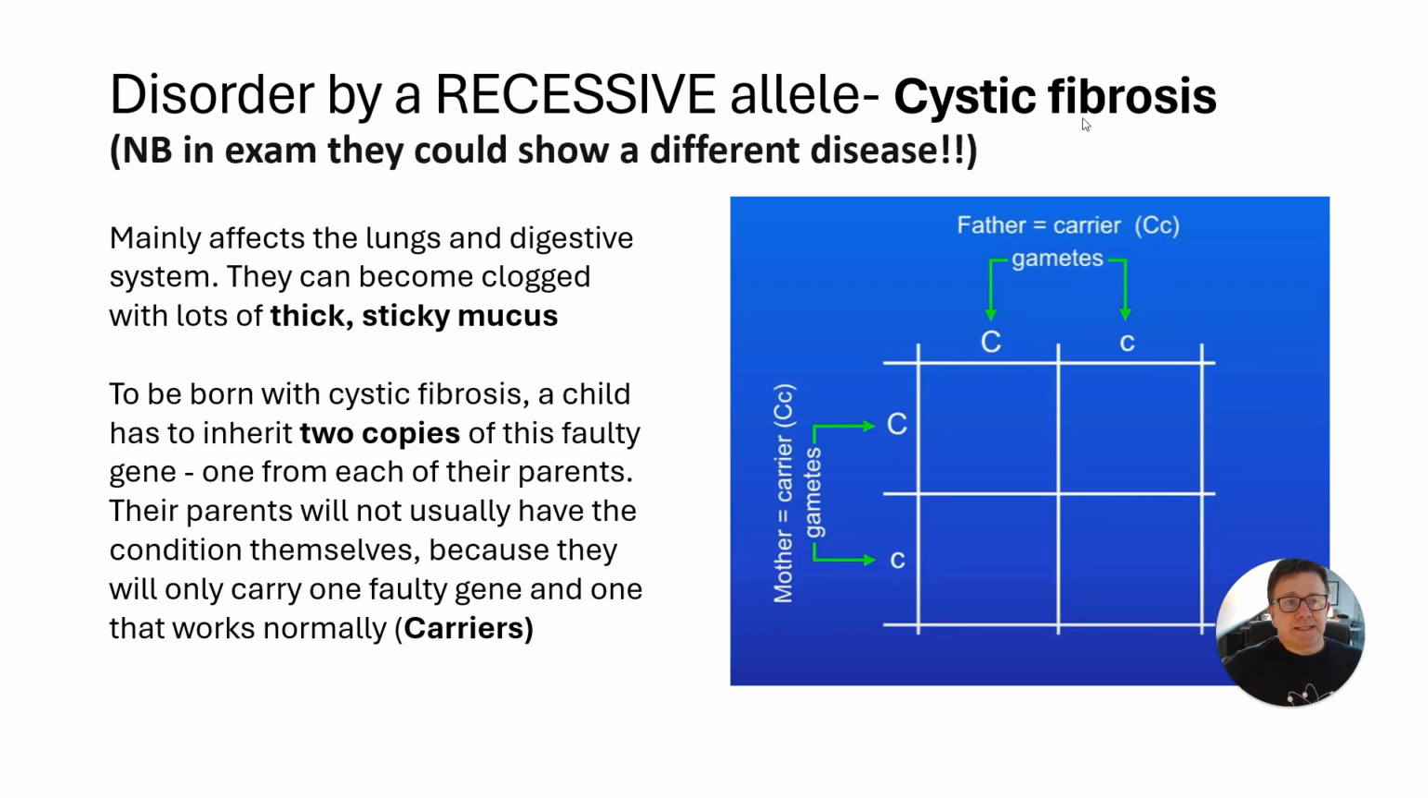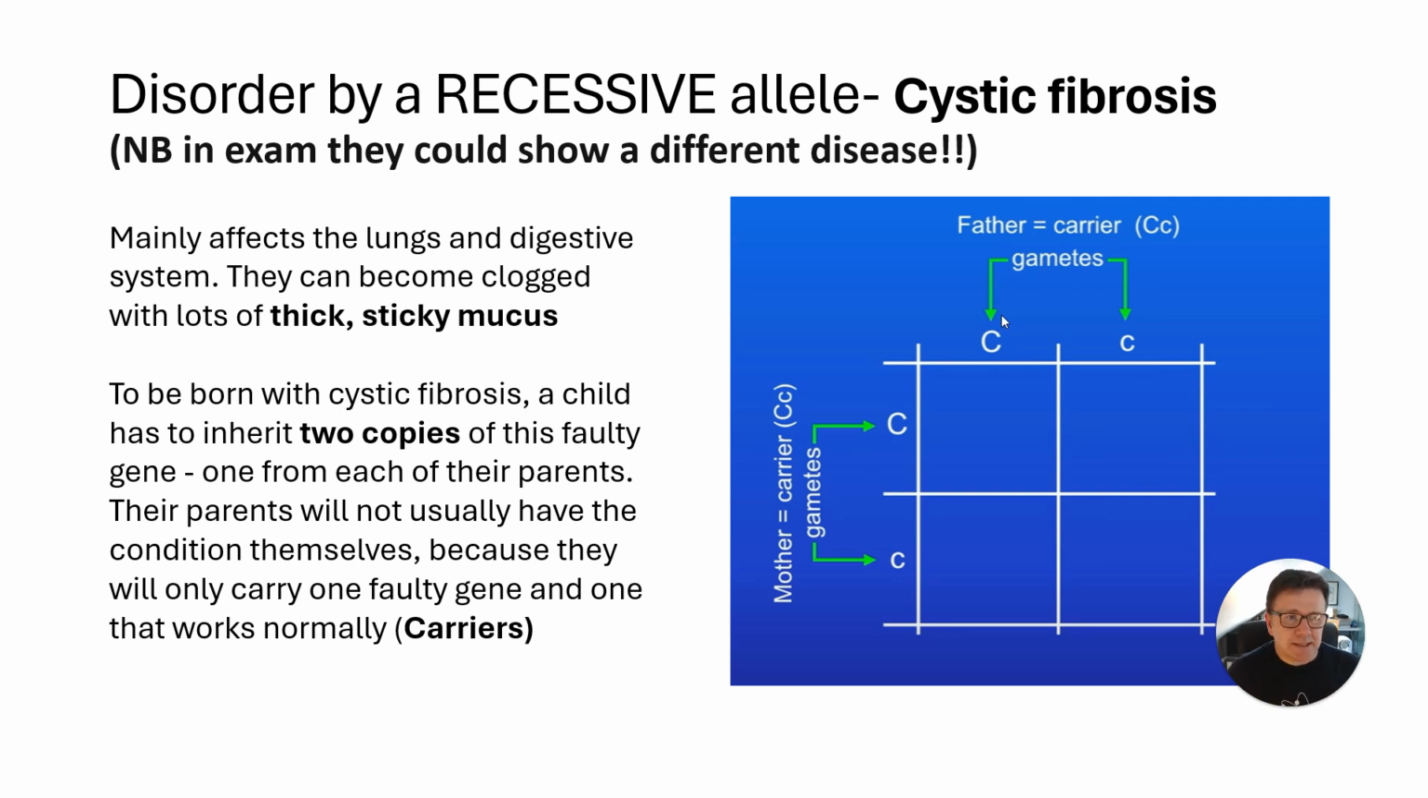Recessive alleles is a bit different with cystic fibrosis. So basically, cystic fibrosis, first of all, three words: thick, sticky mucus on the lungs, digestive system, and reproductive organs. The only way you can get those symptoms is having two defective recessive alleles. If you have one recessive allele, you're called a carrier. Carriers don't have the condition themselves, but they can carry one faulty gene.